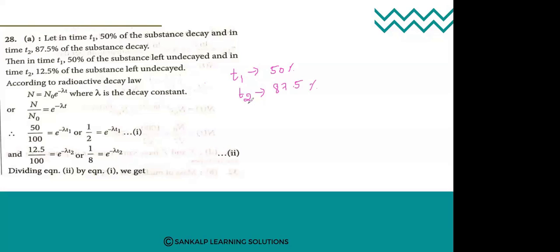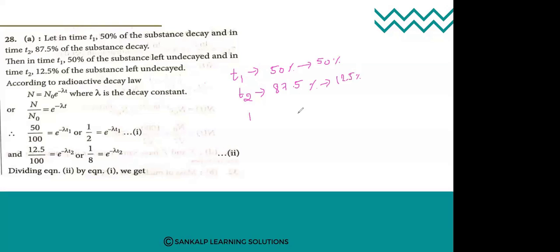Then in time t1, 50% of the substance is left out. So in 50% decay, in the same time interval, how much percent is remaining? 50% it is remaining. And here in the same time duration, how much it is remaining? That is 12.5% substance is left over, right?